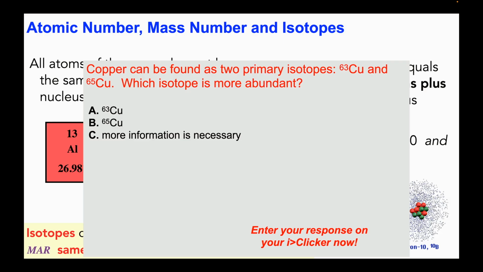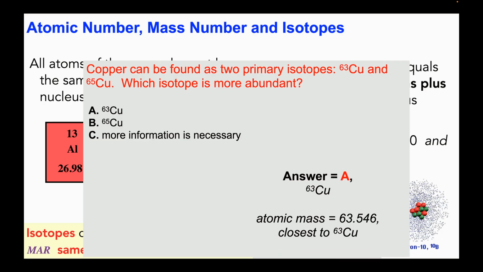If you look at the value for copper on your periodic table, it's about 63.5. And 63.5 is closer to 63 than it is to 65. You can think about it like a number line between 63 and 65, the 2 mass numbers. Then the average mass, which is listed on the periodic table, 63.5, would be closer to 63 than it is to 65. So for all of those reasons, copper 63 is more abundant.